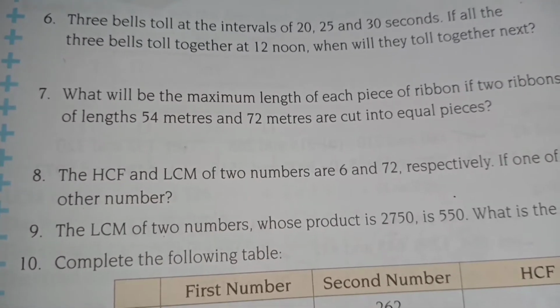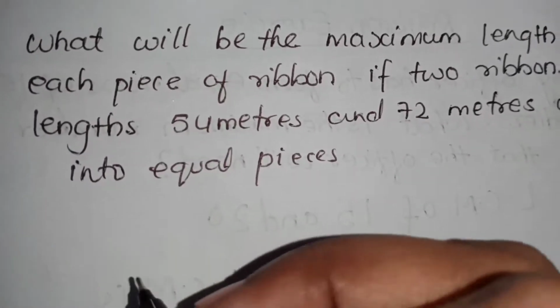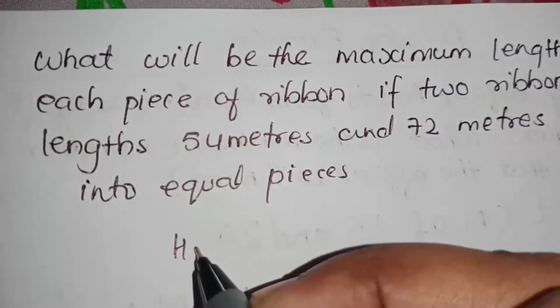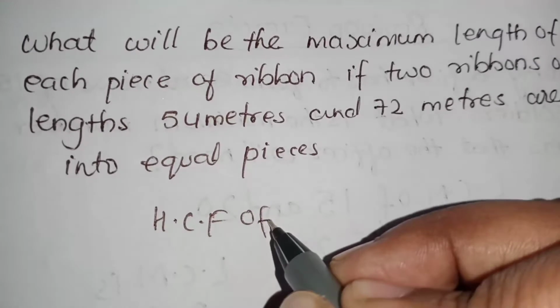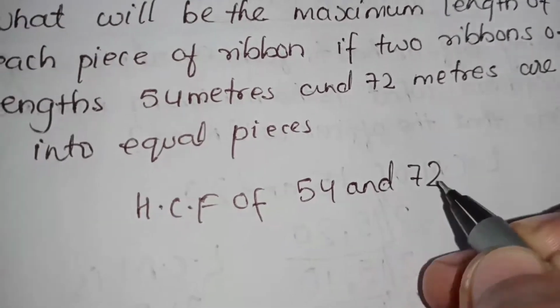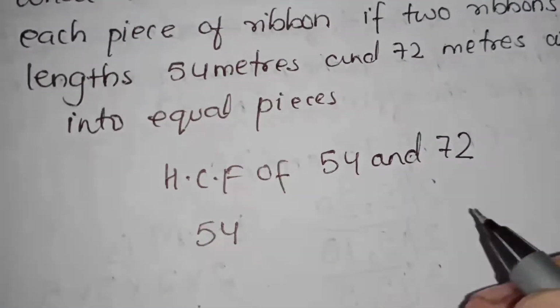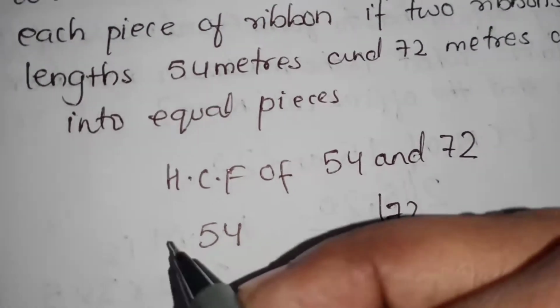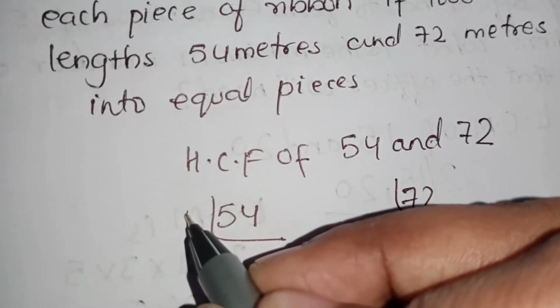So let us do it. Let us write here: find the HCF of 54 and 72. So let us find the HCF of these two. You can do it by any method. I am doing it by the prime factorization method.